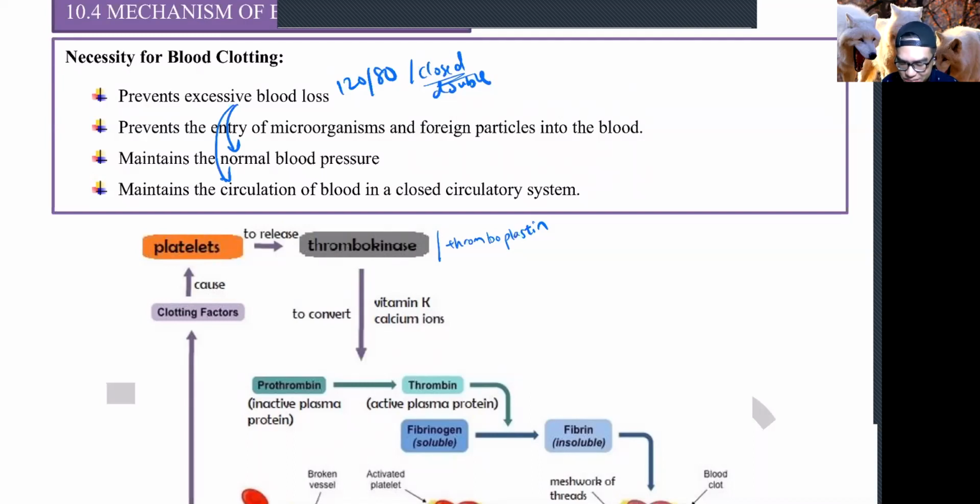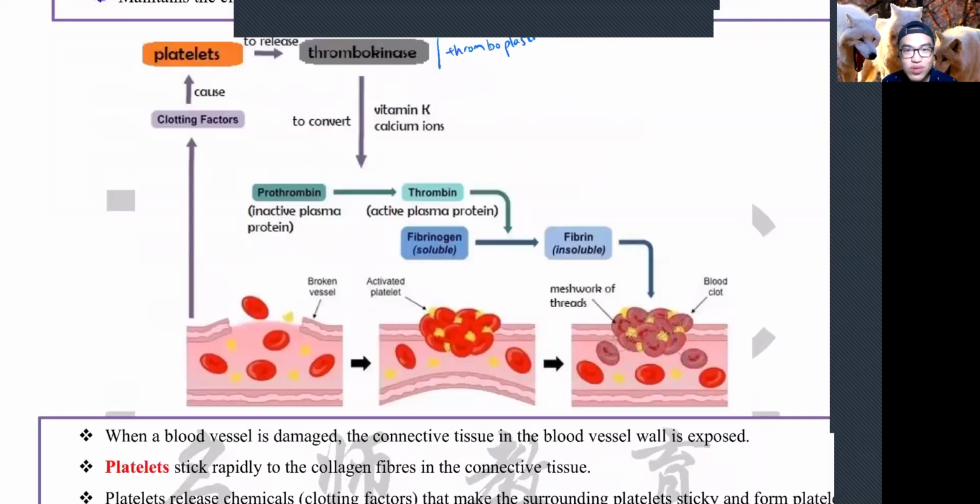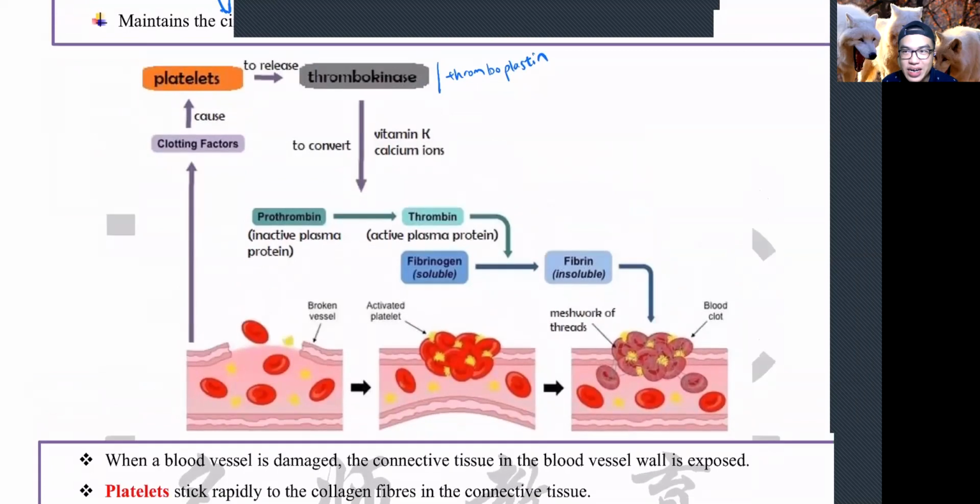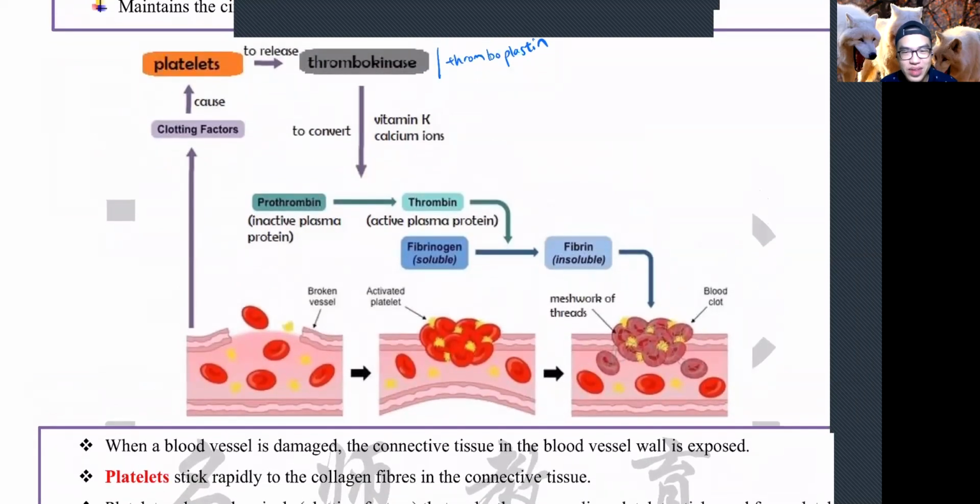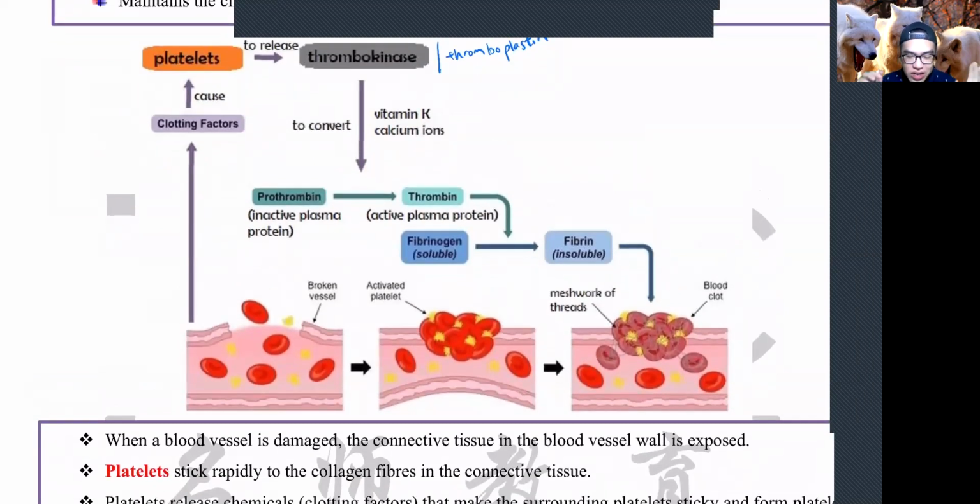Okay, just a moment. So this is the diagram of blood clotting. Let's start from the platelets. Think of it this way: your platelets are floating in your blood all the time, and a platelet is sort of like a brick.